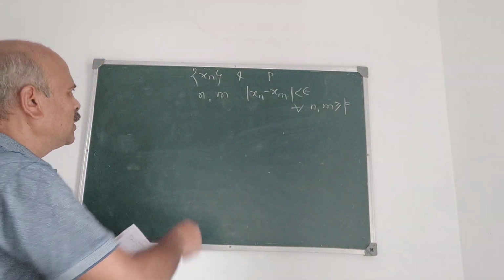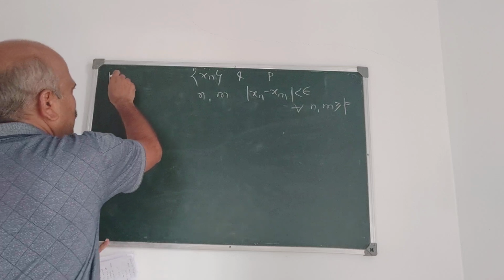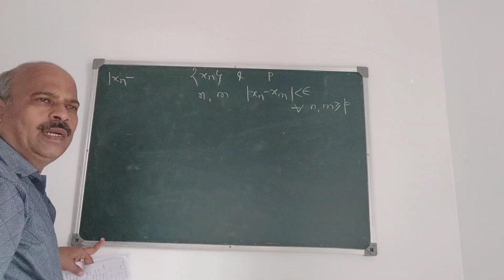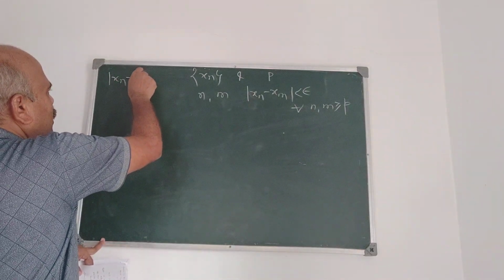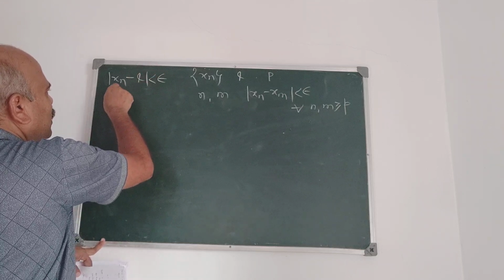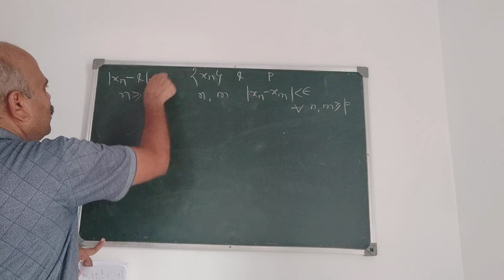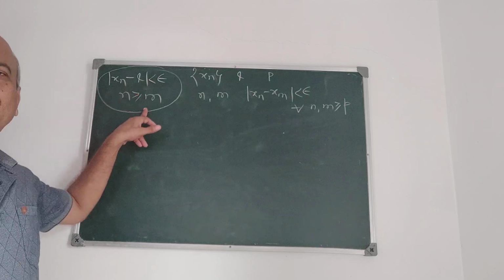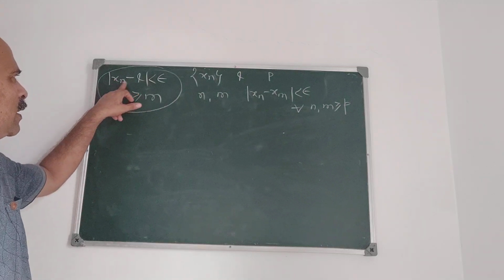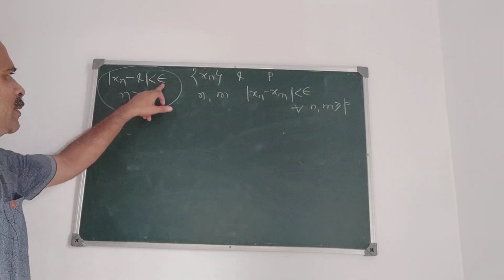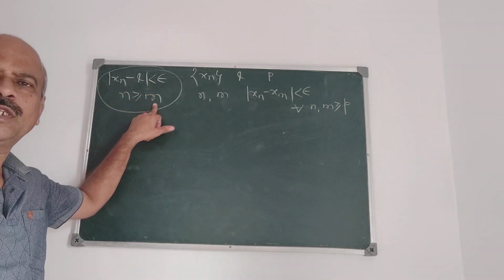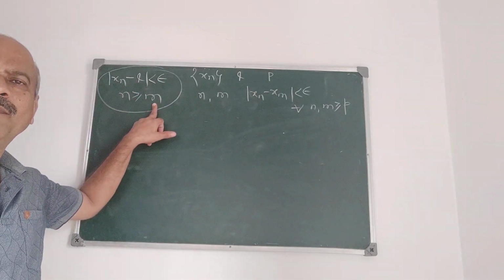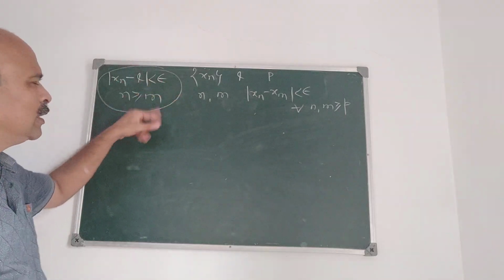When do you say that a sequence converges? Sequence xn is said to converge to a limit L if for epsilon greater than 0 there exists m, however large, a positive integer, so that mod xn minus L is less than epsilon for all n greater than or equal to m. Then we say that sequence xn converges to L. Understand this definition. As I already explained, this is the definition.